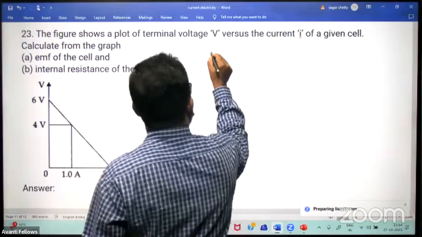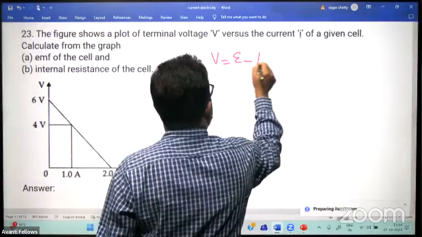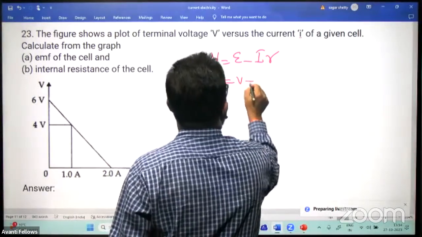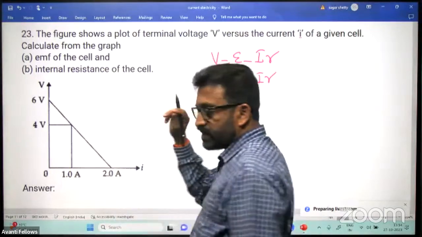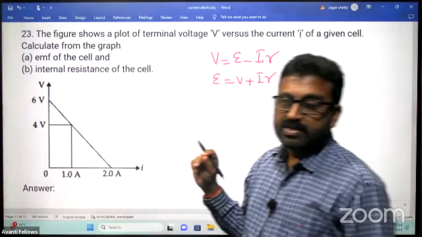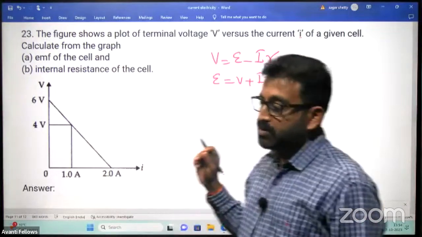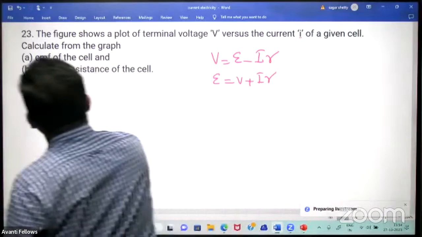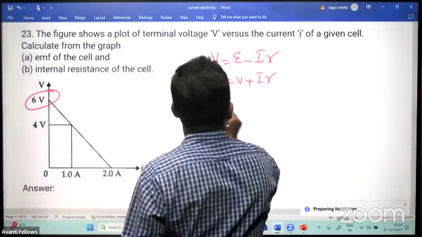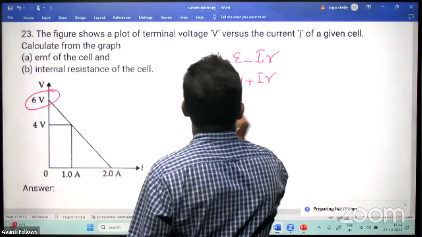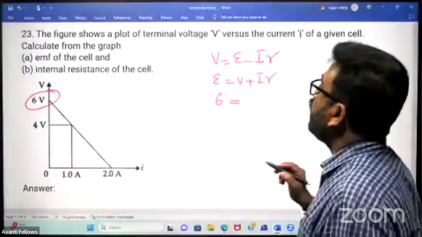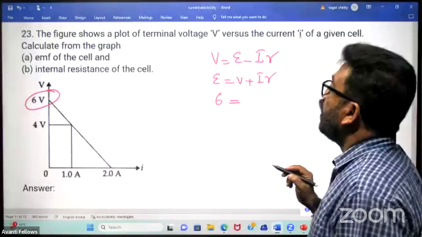So you remember the relation V is equal to E minus IR. Using that, E equals V plus IR. You can write, and using that relation, you can easily calculate that. Now, how much will be the value? So EMF will be 6 volt. Sorry, here the voltage is 6 volt.